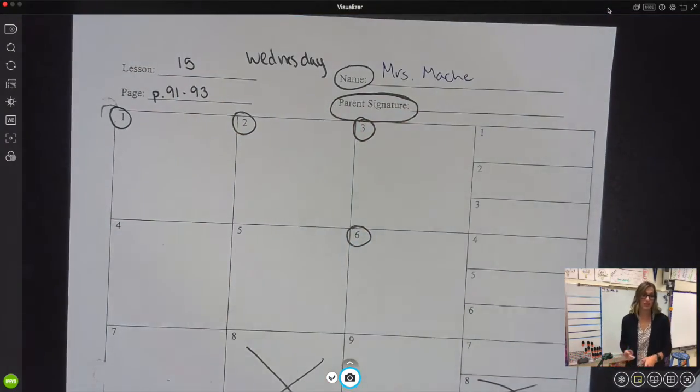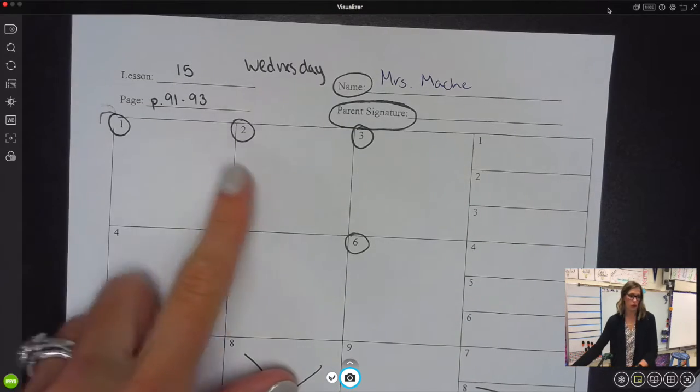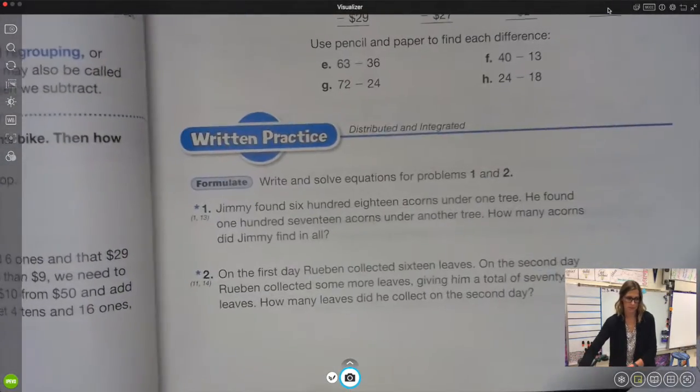The ones that I have circled are the ones that we're going to do together, so make sure you watch all the way to the end of the video so you can get some free answers. Let's start with 1 and 2. Those are our word problems.